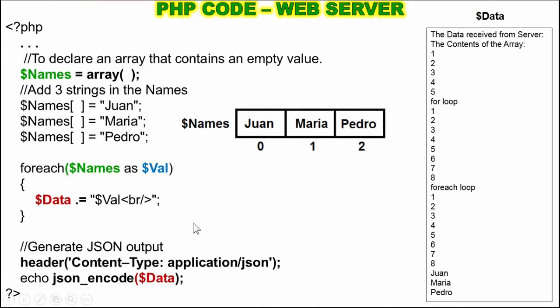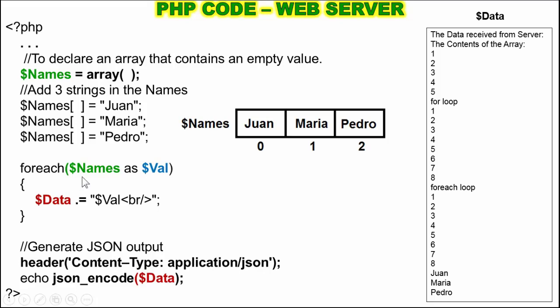To declare an array that contains an empty value, we simply place null or empty inside the parentheses. The array of strings $names contains 3 elements, namely Juan, Maria, and Pedro. Another type of loop statement is called the foreach loop. The foreach loop is convenient for accessing the elements of the array because you will not place an index to reference the location of the element.